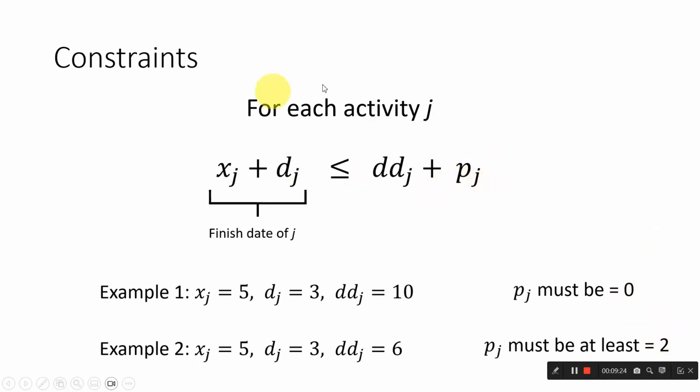Okay? So by putting this constraint, we are enforcing the condition that if an activity is finishing before the due date, then PJ for that activity is going to be 0. If it's finishing after the deadline, PJ is going to be equal to 2.